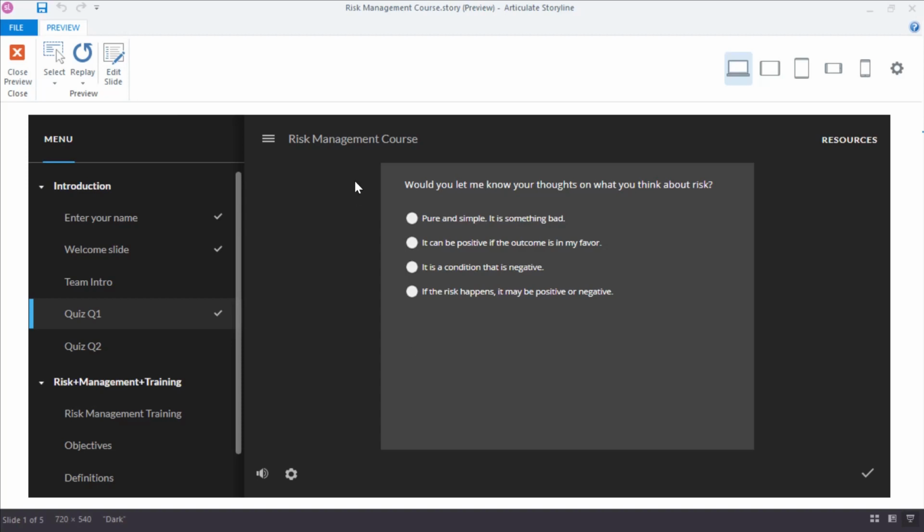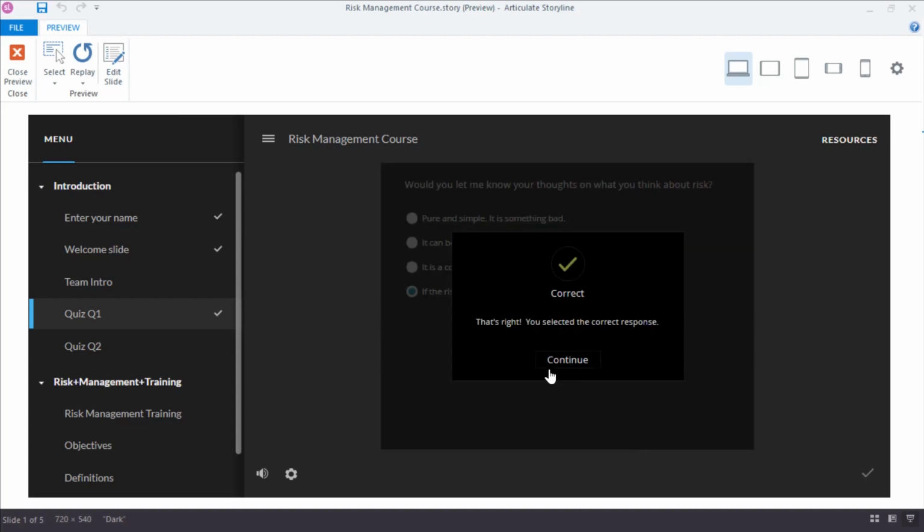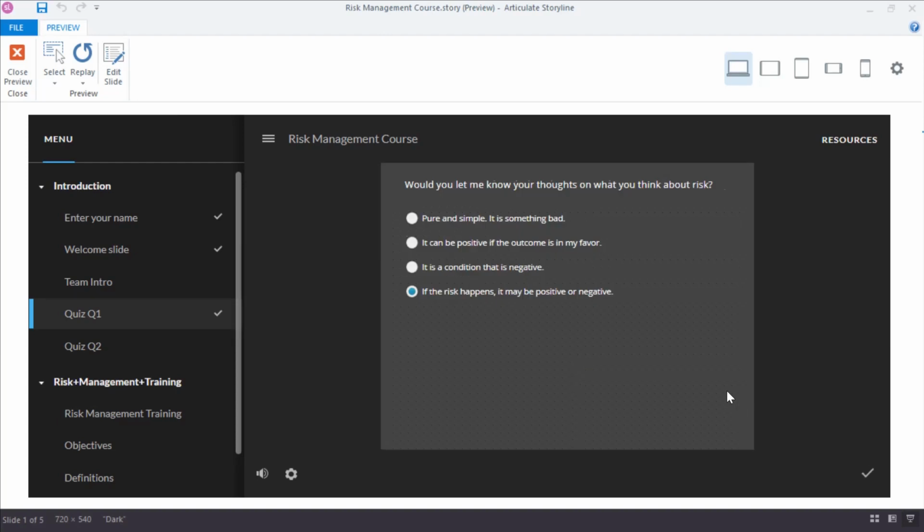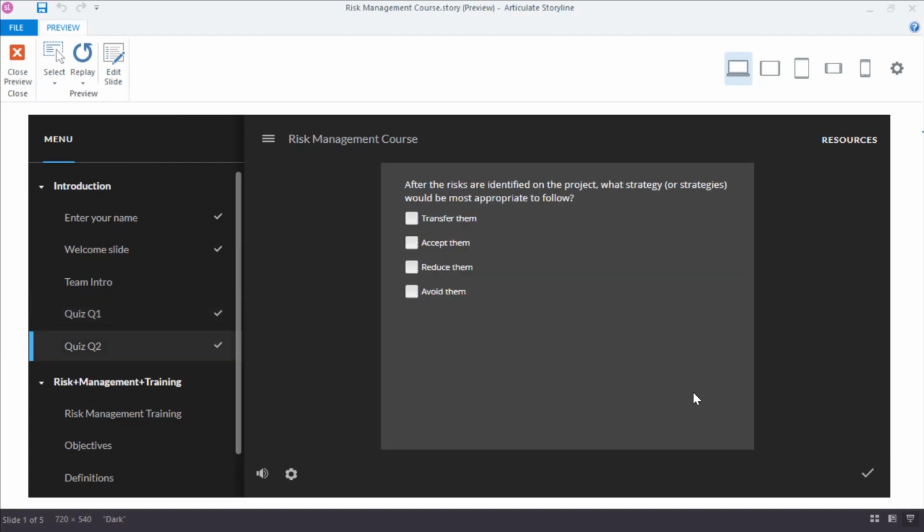So basically the question is, what are my thoughts on risk? So I think risk can be positive or negative, and if it's a positive risk, then it would lead to favorable outcomes, and if it's a negative risk, then it will obviously cause damages. So okay, that's a correct response. Over here, I've used the Articulate Storyline quizzing feature, which can be very easily used by simply clicking on the new slide and then selecting the relevant quiz options that we want to select.